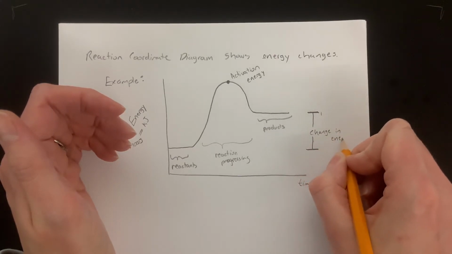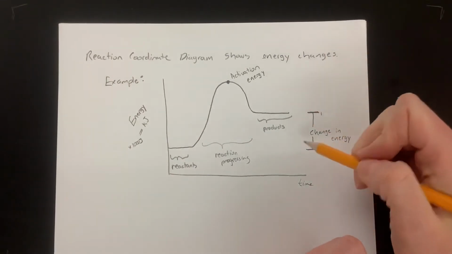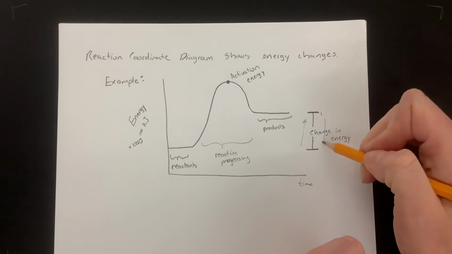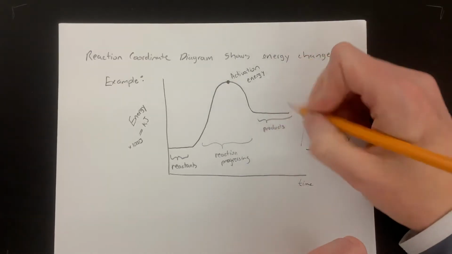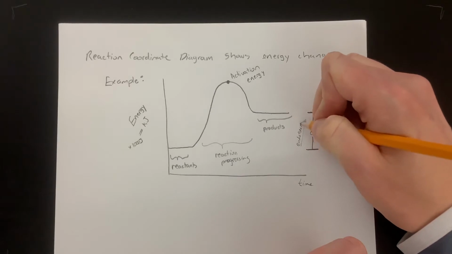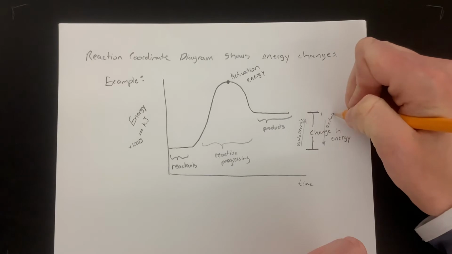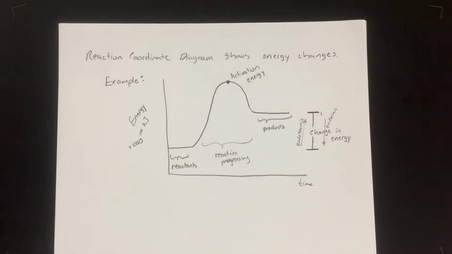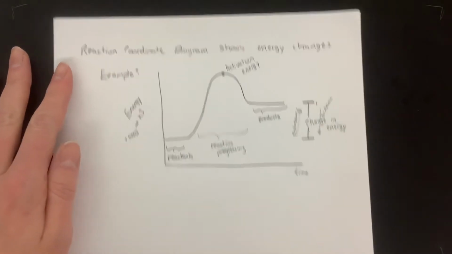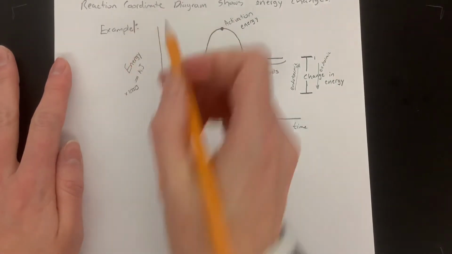Now, the nice thing about reaction coordinate diagrams is that you can easily tell if it's endothermic or exothermic because you either increased energy or you decreased energy. So this would be endothermic because now we have more energy than we started with. And this would be exothermic because now we have less energy than we started with. We're always talking about the materials themselves. A second example that we'll look at, we'll call this example 1.